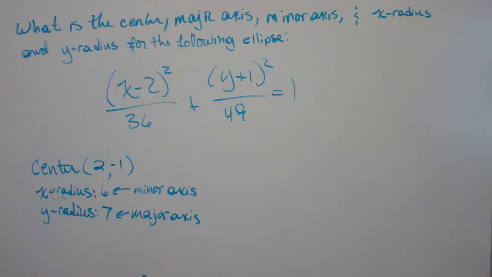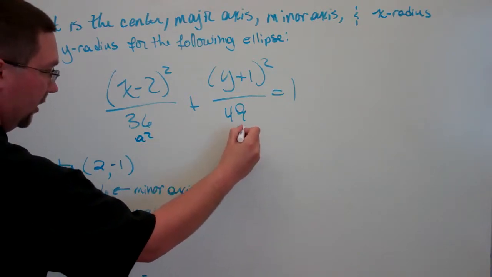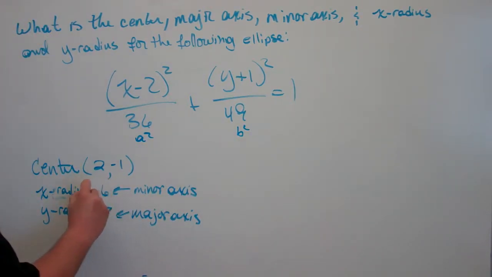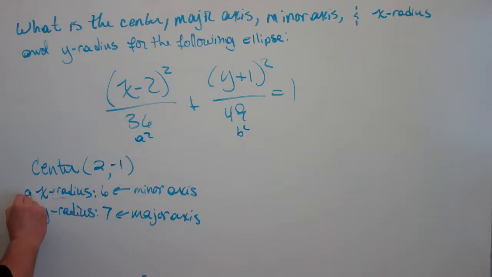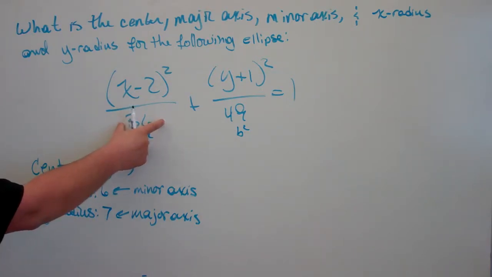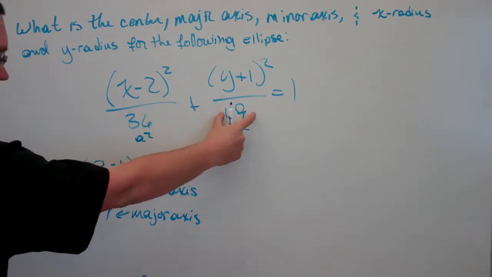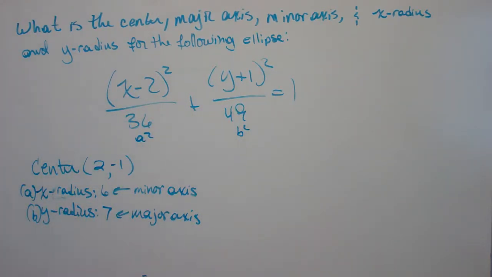So you just take your equation. Remember, this number here is a squared, and this is b squared. And then this number here is just a, and this number here is just b. So if it's in the form where it's already been squared out, like in this case, it's not 6 squared, it's 36, you're going to have to take the square root of that, and there you go. That's pretty much it.